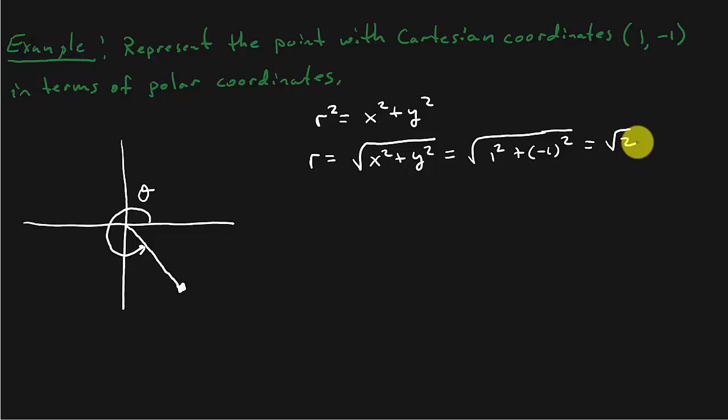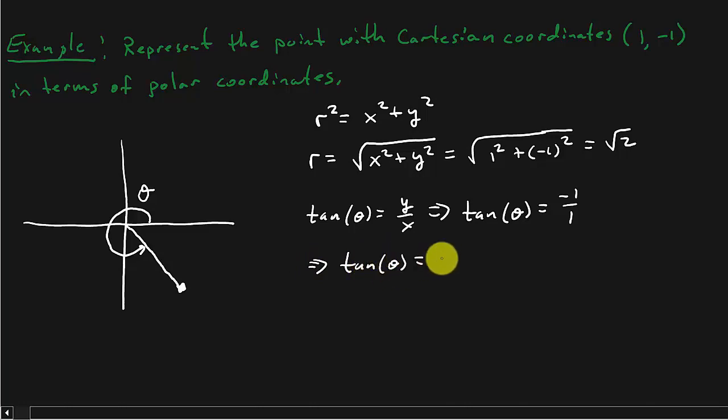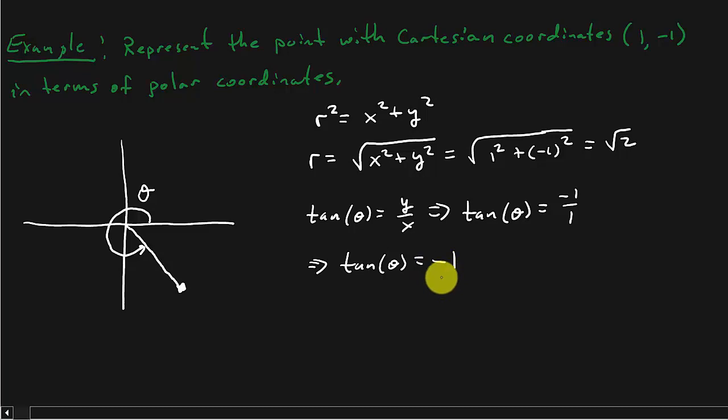Now we have to figure out what theta is. So we can use the fact that tangent theta is equal to y over x. So this tells us that tangent theta is equal to -1 over 1, and so we get tangent theta is equal to -1. From when you learned in trig about the inverse trig functions, this would be what?